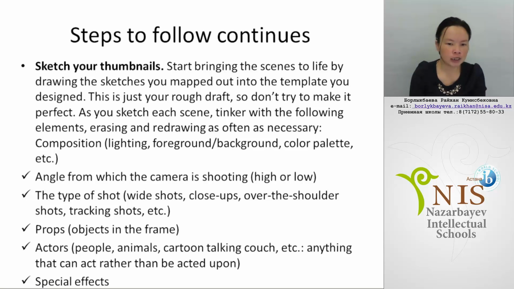And as you go, make sure that each scene has the following elements of the composition. So the lighting, foreground or background, what is the figure and what is the background, the color and image, the font size, everything that you will be using. Make sure that you give the details on how to do it. Then the angle from which the camera is going to be shooting. Is it going to be a high angle or a low angle?